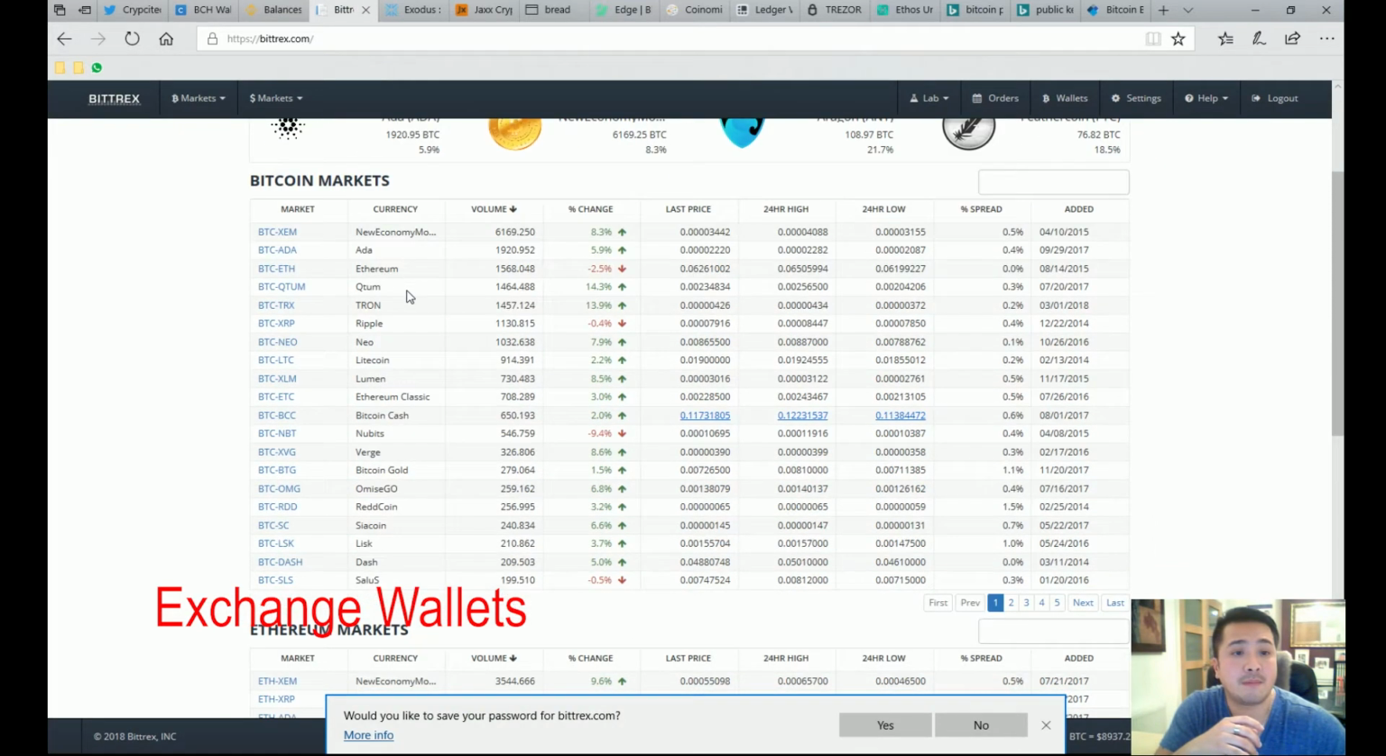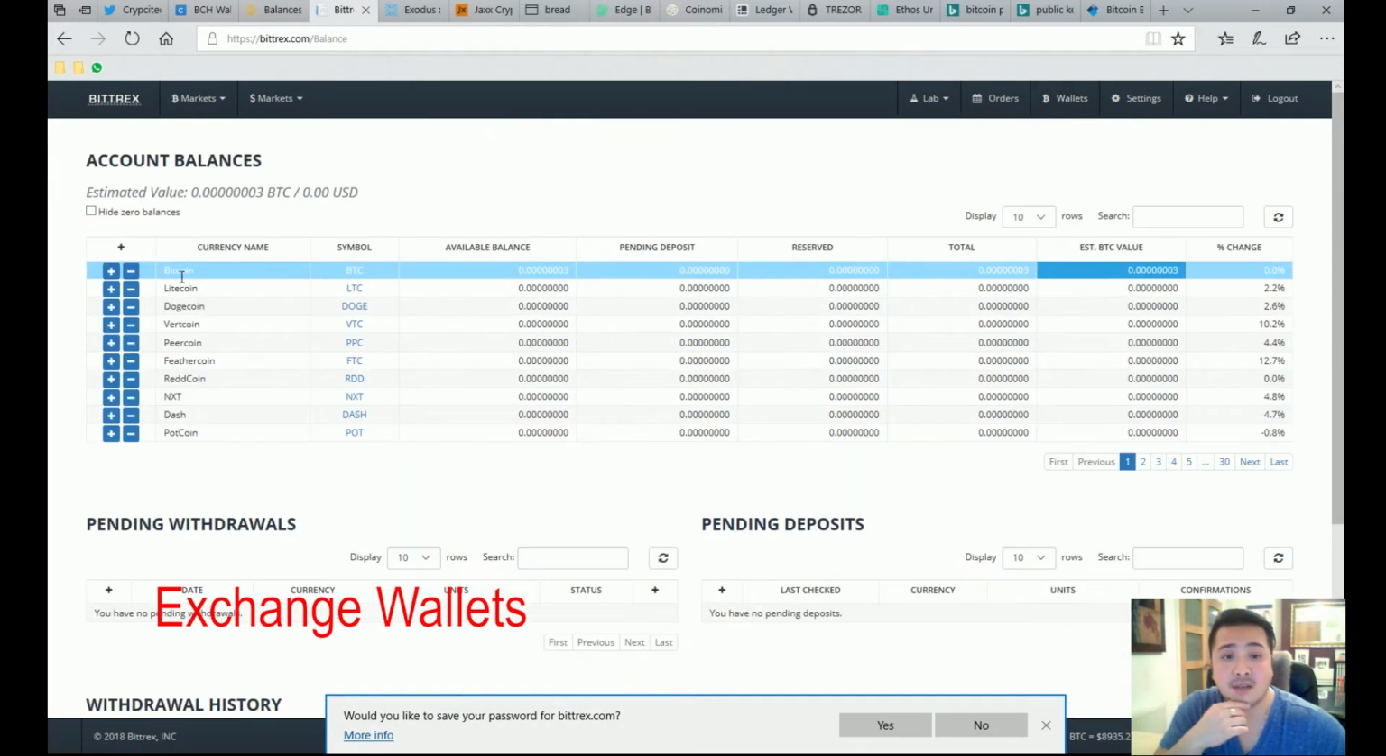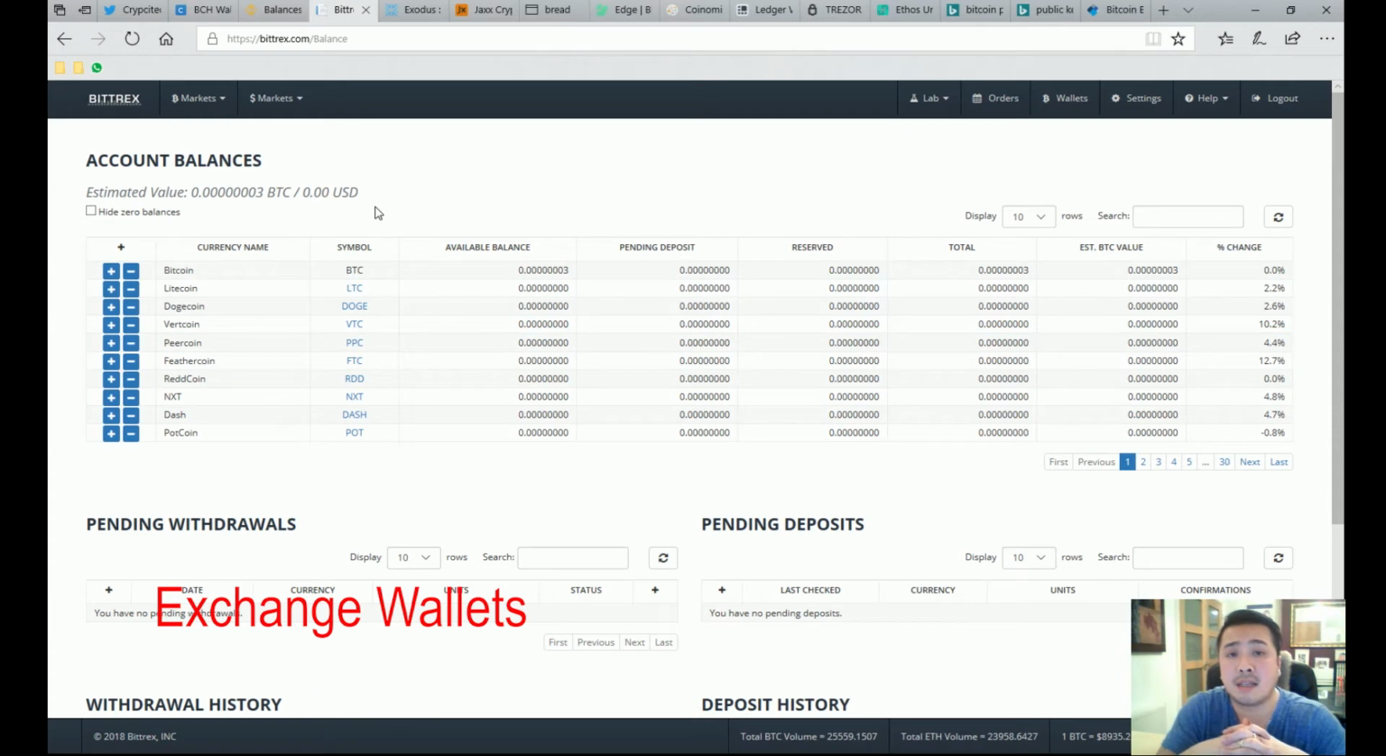Likewise with Bittrex. Bittrex, they'll keep your wallets. They'll have all the different types of wallets that you can store on Bittrex, but I wouldn't recommend storing anything on exchanges unless you want to trade. And as soon as you've traded it, send it back out again to your other wallet.